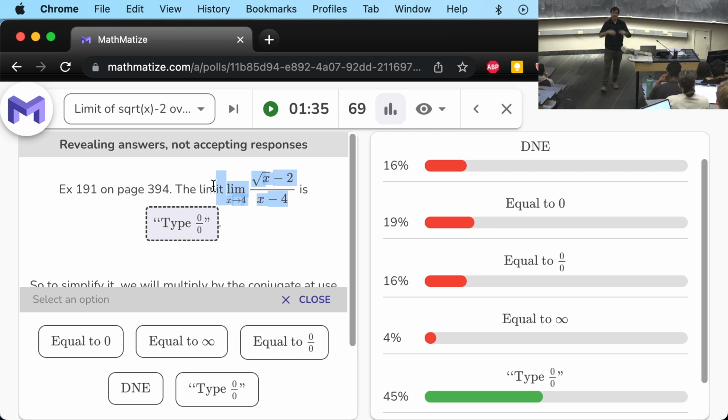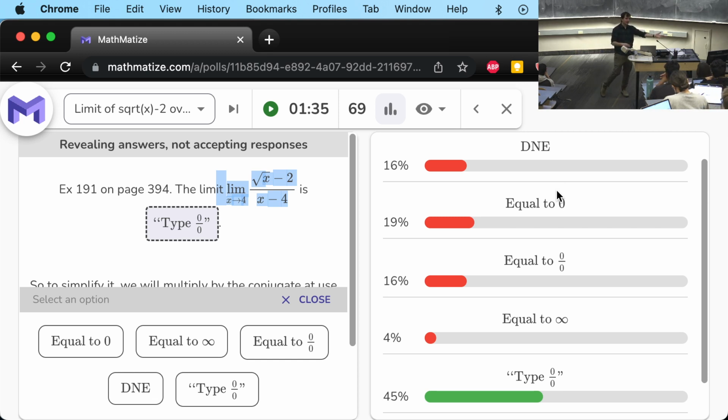It tells you, look, this limit is not one of those simple limits where we can just plug in and know what it is. We're going to have to do some hard work, some simplifying to figure out what's going on. That's what it means. So when you see this type 0 over 0, that's what we're talking about. And when it's a type 0 over 0, you cannot automatically know that it does not exist or that it's infinity or anything like that. 0 over 0 could be any of those things.